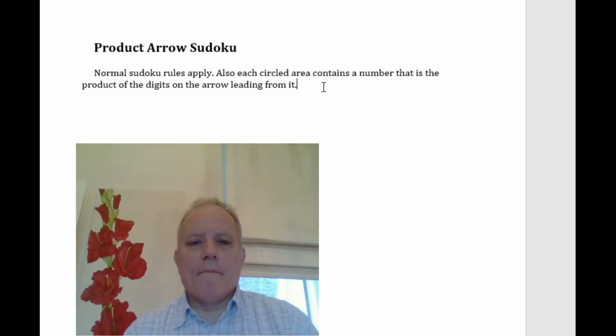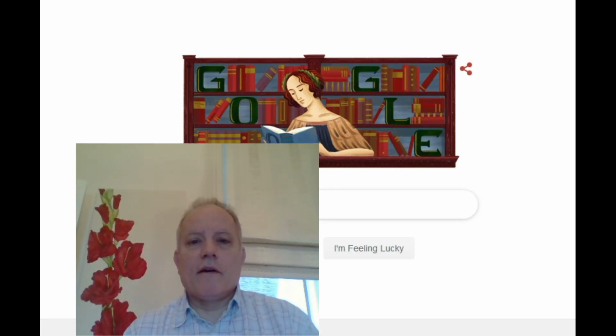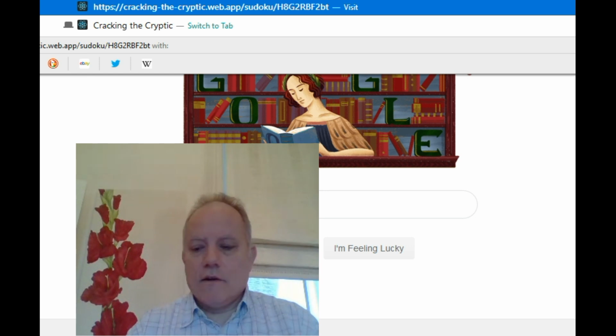program or app. So the extra constraint, apart from the normal Sudoku rules, is that there are a number of circled areas in the grid, and they contain numbers that could be more than 1 digit long, that are the products, i.e. the multiplying together of the digits on the arrow leading from them. So let's have a go now and see how we get on.